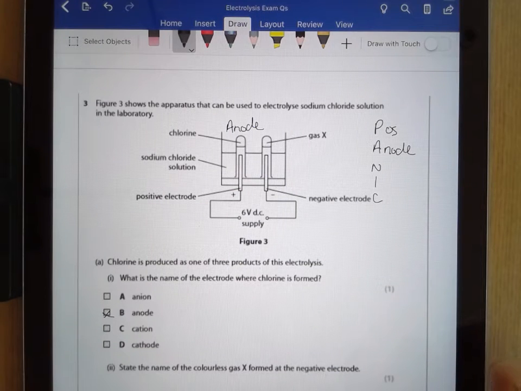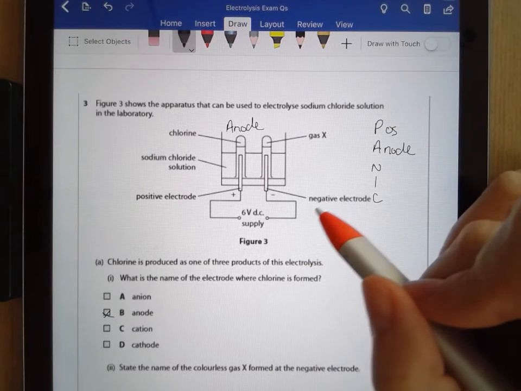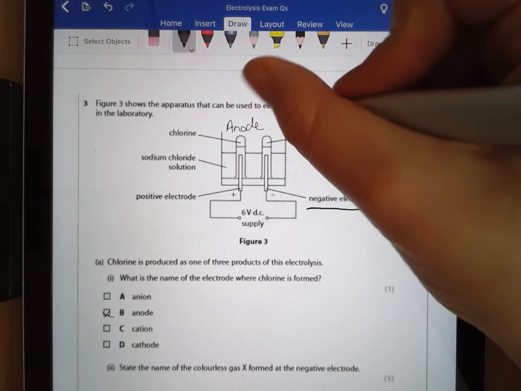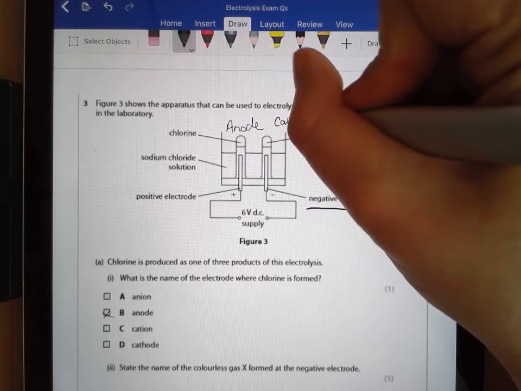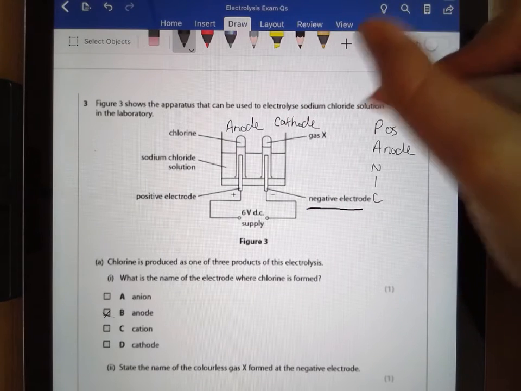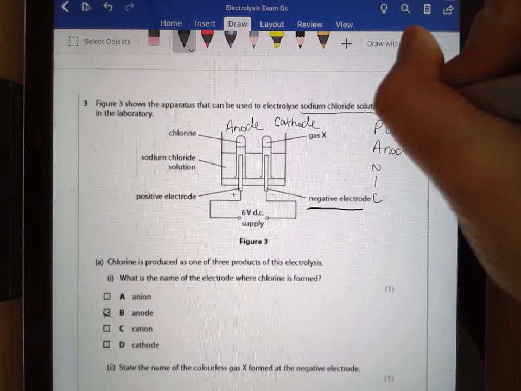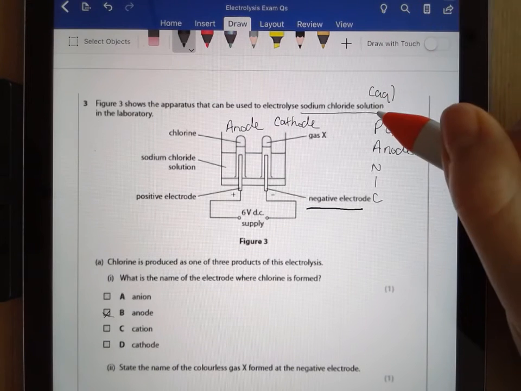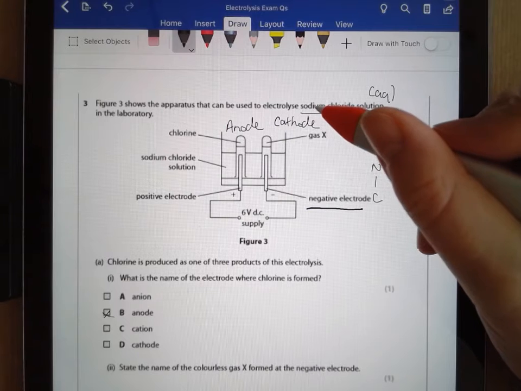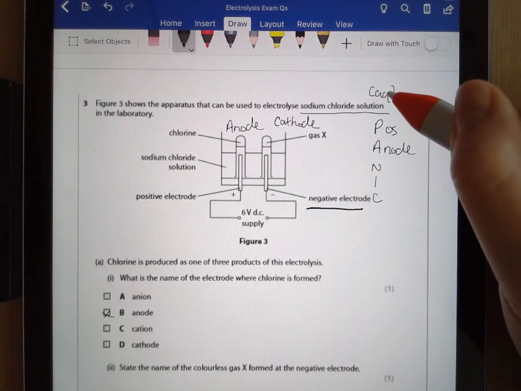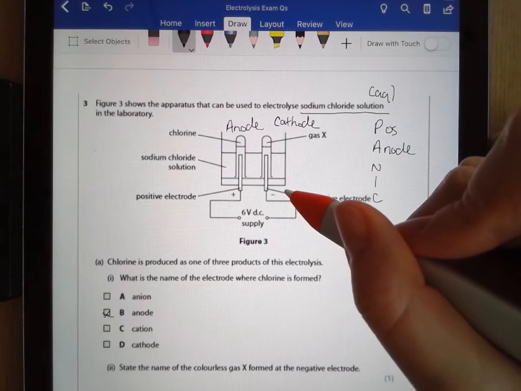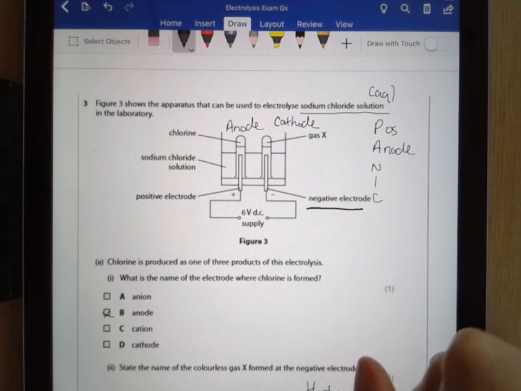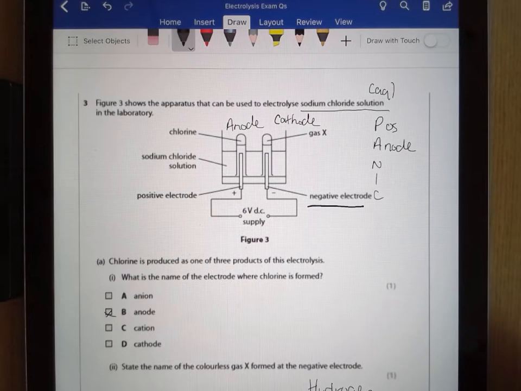State the name of the colourless gas formed at the negative electrode. They're telling you you're forming a gas here at this negative electrode. The negative electrode is the cathode. And they're telling you you've got sodium chloride solution. When it's a solution, that's the same as being aqueous. And we know that if it's aqueous and the metal is not copper, then the product is going to be hydrogen. That fits with the question because hydrogen is a gas at room temperature. So hydrogen is forming at the cathode.